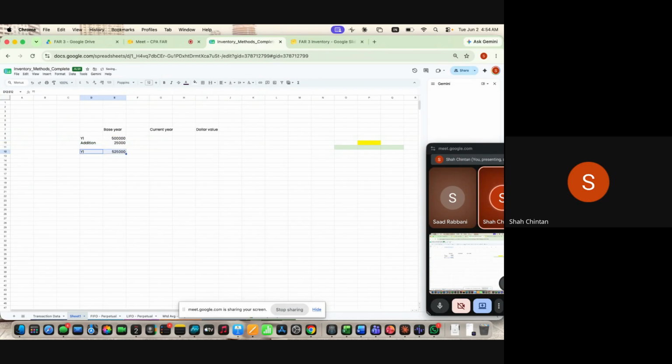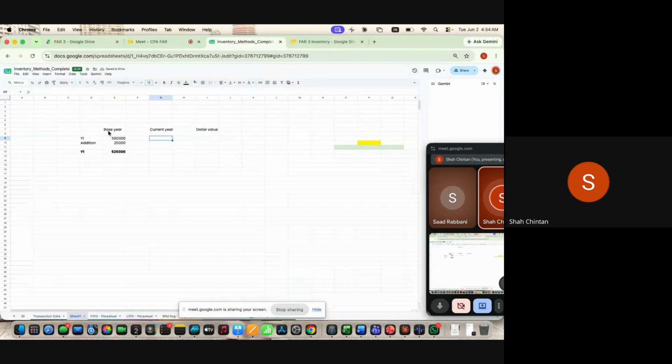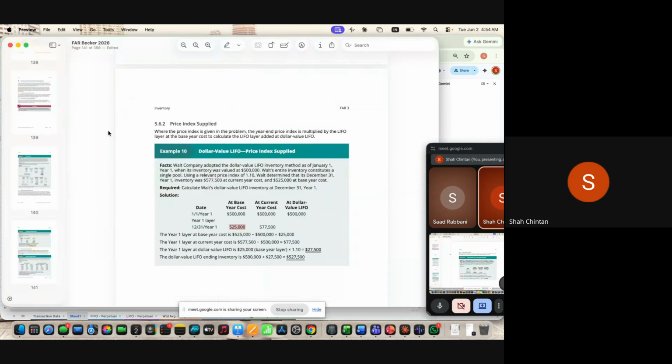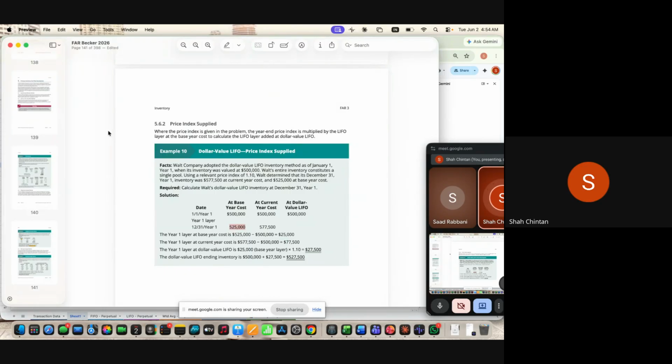25,000. Now, first of all, I need to calculate the ratio. So I also need the current year cost. So what is the current year cost? This is a 5 lakh. And then I have a 577,500. That means I would have a current year cost of 77,500. So my first step is to calculate the ratio out. So how I'm going to calculate the ratio?